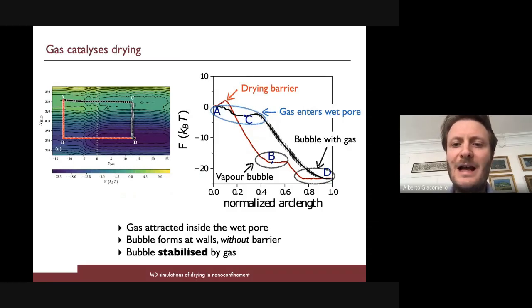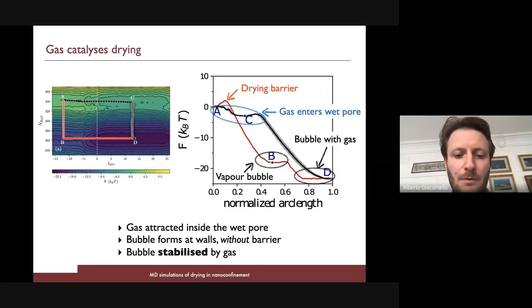Indeed, the fact that the gas enters the wet pore and induces these fluctuations in the density completely obliterates the drying barrier. So you see that along the red path, you have a free energy barrier connected with the formation of the initial bubble. So you have to pay an energetic price in order to form the initial bubble, which the presence of gas completely obliterates. Here you have the formation of a vapor bubble, and then without a barrier, you have entering of the pore.